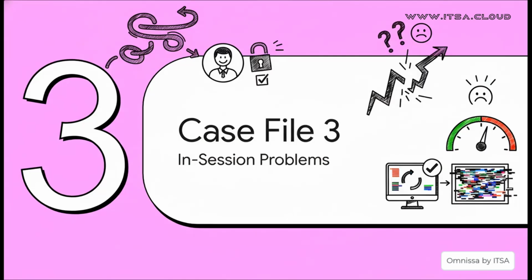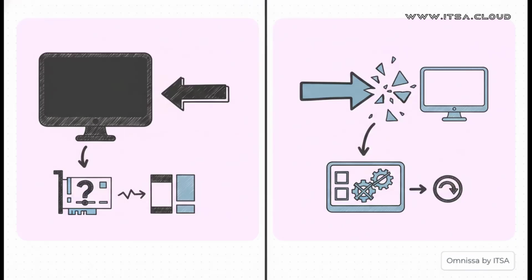Okay, so our user has successfully navigated the network, and they've authenticated. They are in. But now they're reporting problems inside the session. So our investigation moves from getting access to the actual quality of that access. Let's look at 2 of the most common complaints you're going to hear.